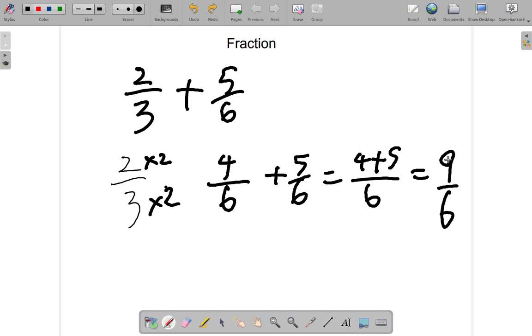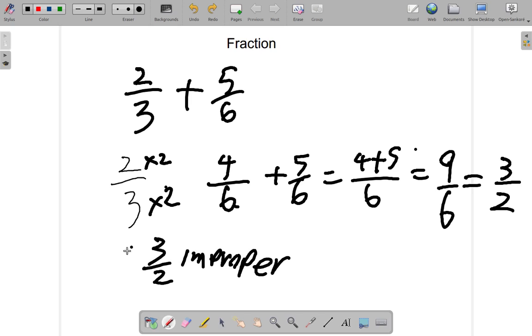What that means, you have the 9/6. If you get an answer like this and want to leave it, you could cancel it down to its simplest form. 3 into 9 goes 3 times, 3 into 6 goes 2 times. So it's really 3 halves, 3 over 2. So this is called an improper fraction because you have the numerator larger than the denominator.